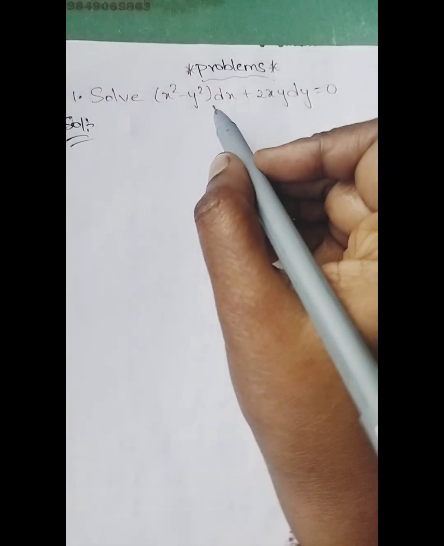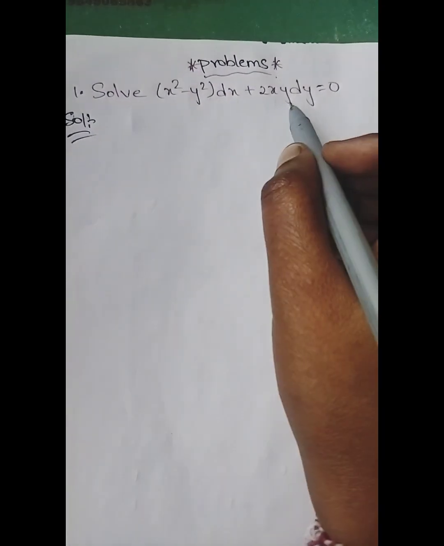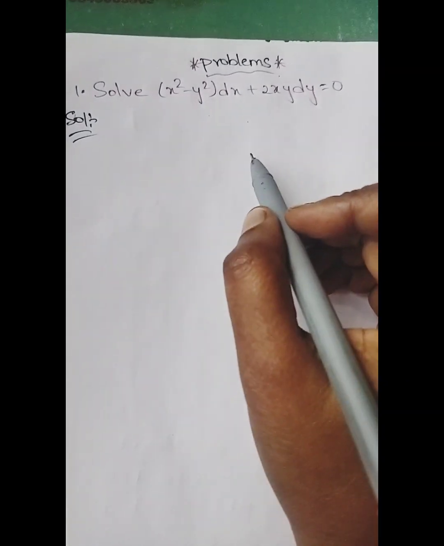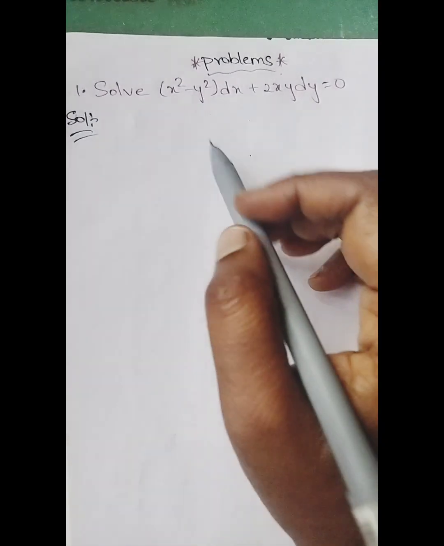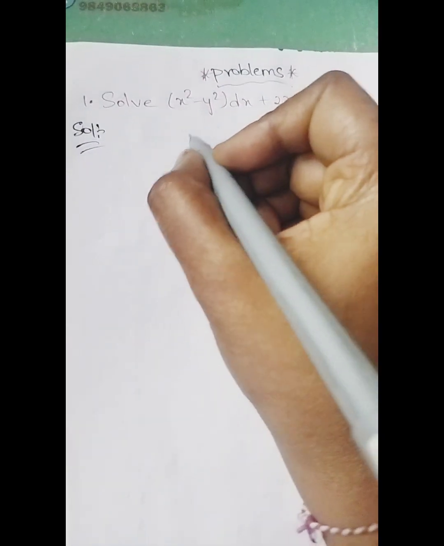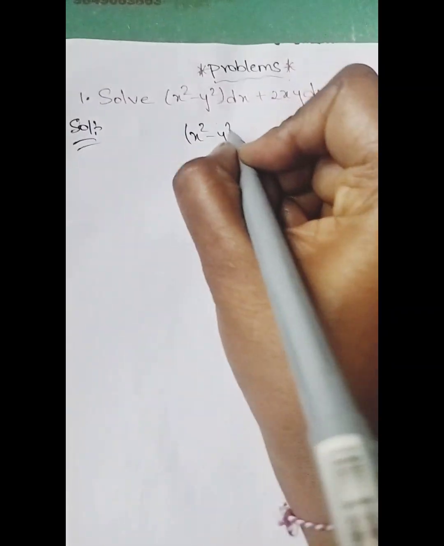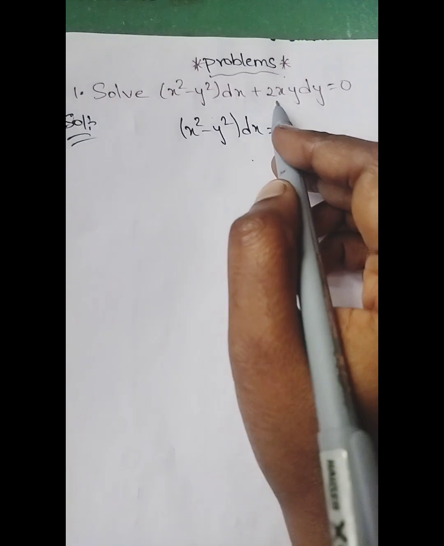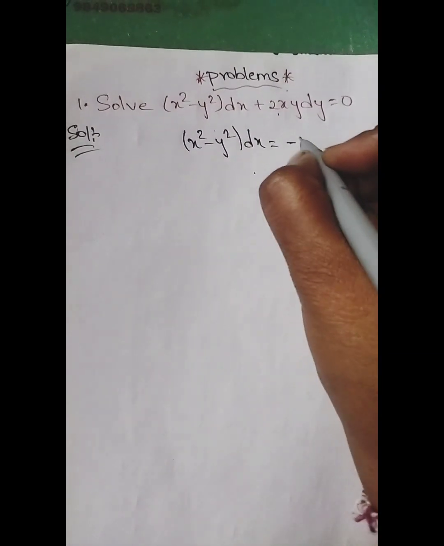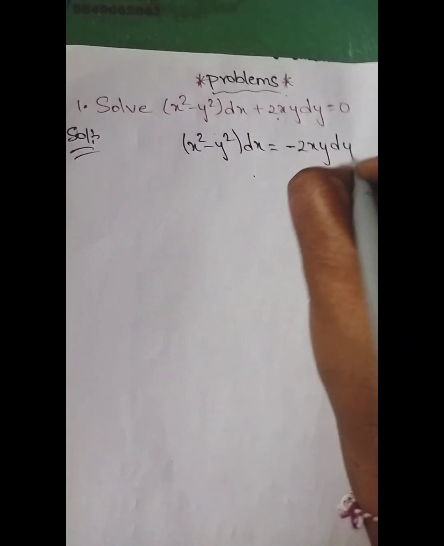We have to get this in the form of dy by dx equal to f1 of x comma y by f2 of x comma y, as we have seen in step 1. So we'll apply step 1 here. x square minus y square into dx equal to, I will send this term to the right hand side. So what do we get? Minus 2xy dy.